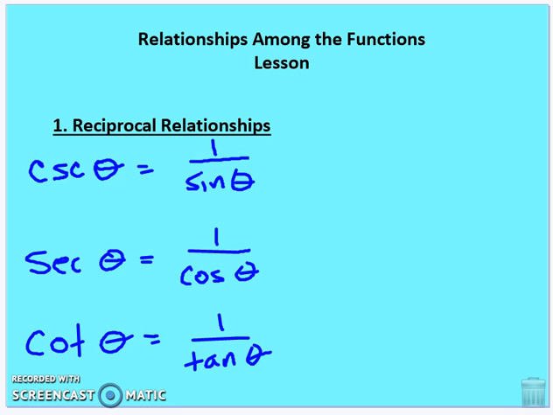Reciprocal relationships mean, in this case, 1 over sine theta is equal to cosecant theta. 1 over cosine theta is equal to secant theta. 1 over tangent theta is equal to cotangent theta.